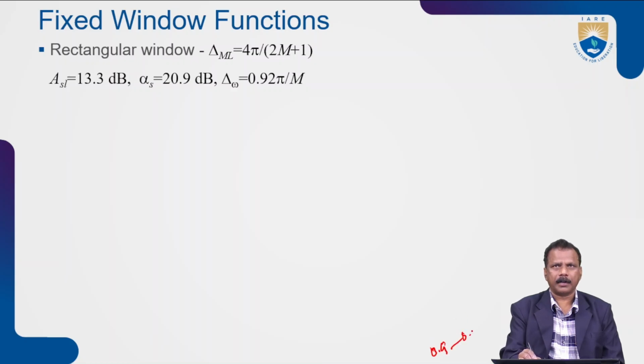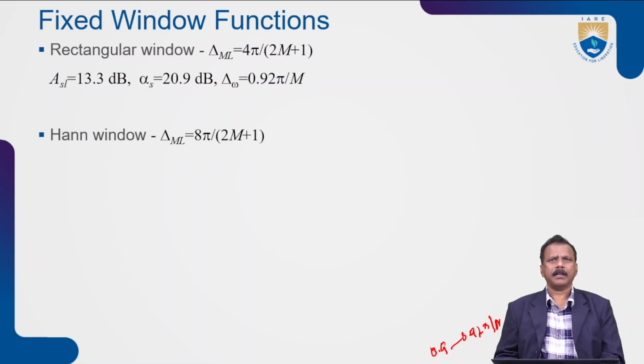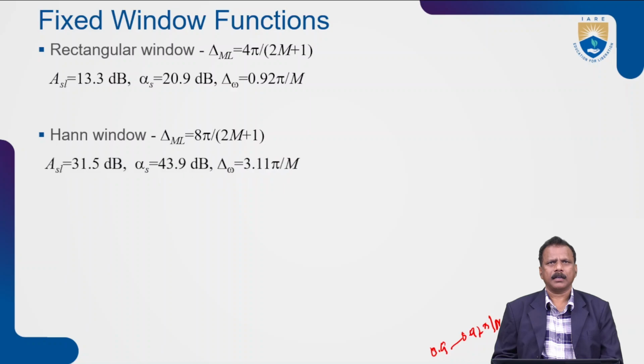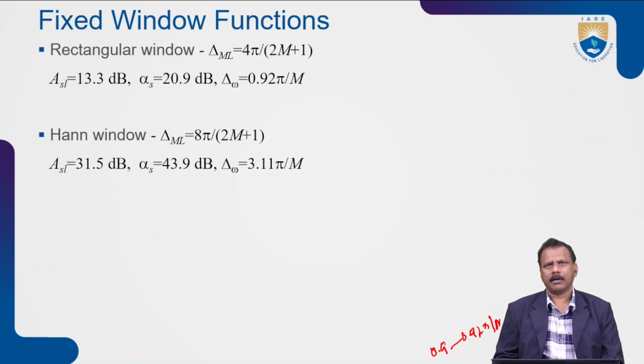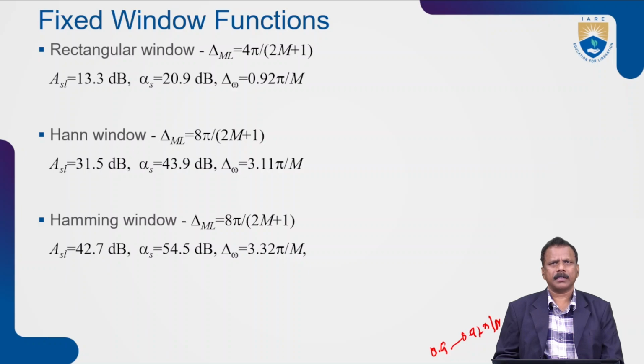and delta omega equal to 0.92 pi by M. With the Hanning window, delta ml is equal to 8 pi by 2M plus 1, where ASL is equal to 31.5 decibels, alpha S is equal to 43.9 decibels, and delta omega equal to 3.11 pi by M. Now coming to the Hamming window, delta ml is equal to 8 pi by 2M plus 1, where ASL is equal to 42.7 decibels, alpha S is equal to 54.5 decibels, and delta omega equal to 3.32 pi by M.